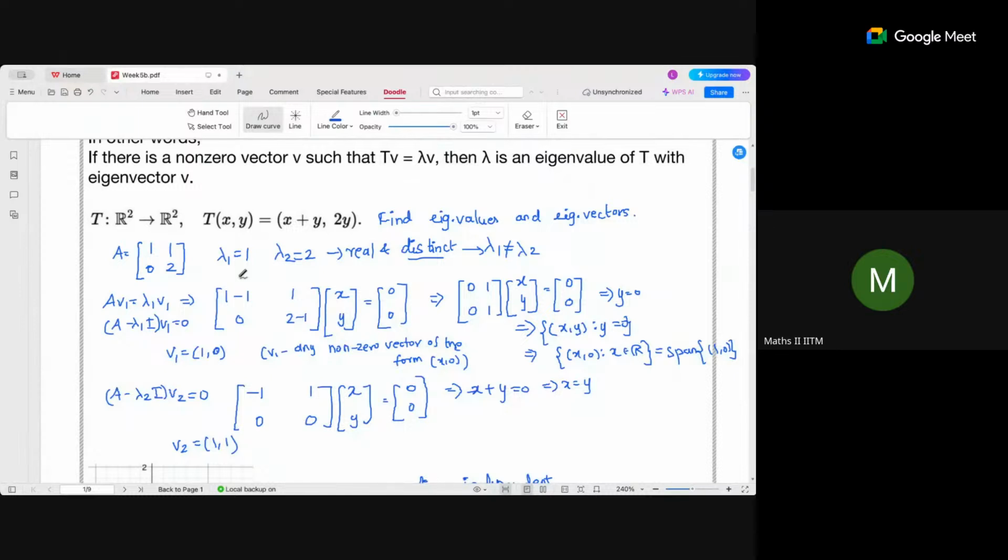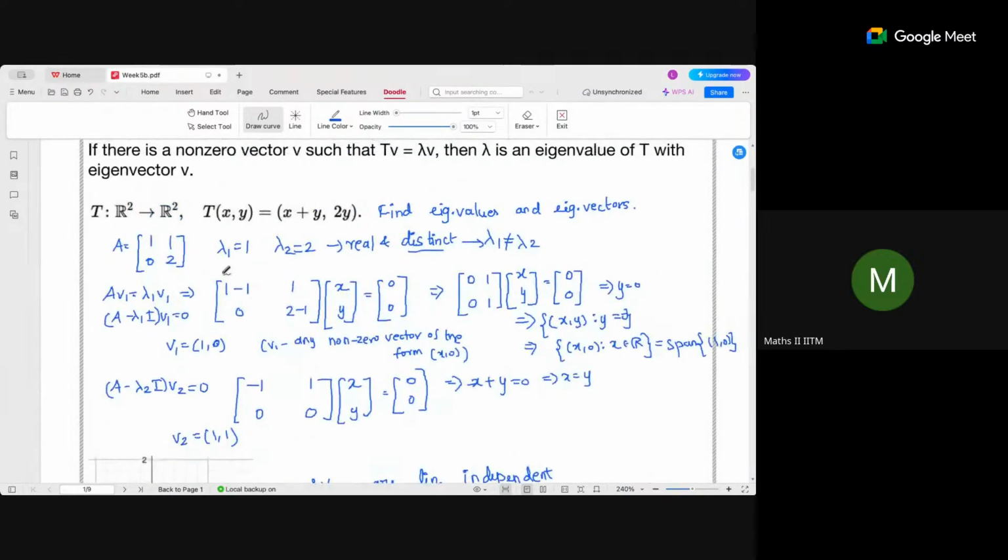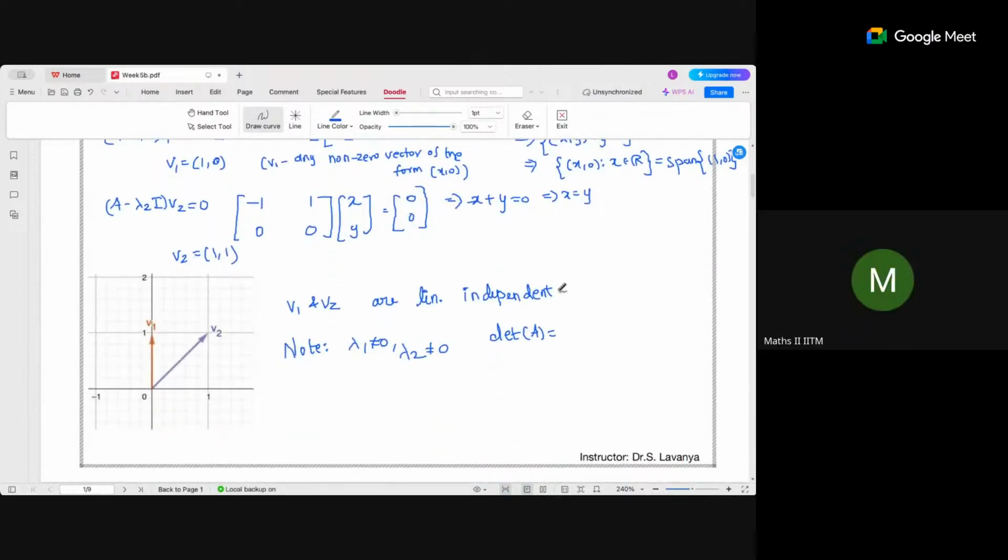Now the eigenvalues: lambda 1 is non-zero, lambda 2 is also non-zero. So all eigenvalues of A are non-zero, right? If all eigenvalues of A are non-zero, what can you say about the determinant of A? Can you quickly compute the determinant in this case? What is the determinant? 2. And also, can you observe that the determinant is lambda 1 into lambda 2?